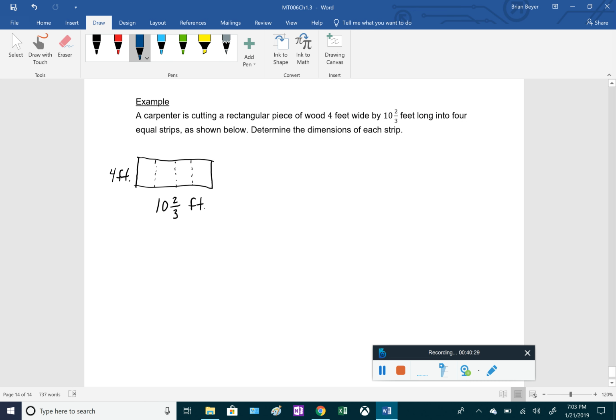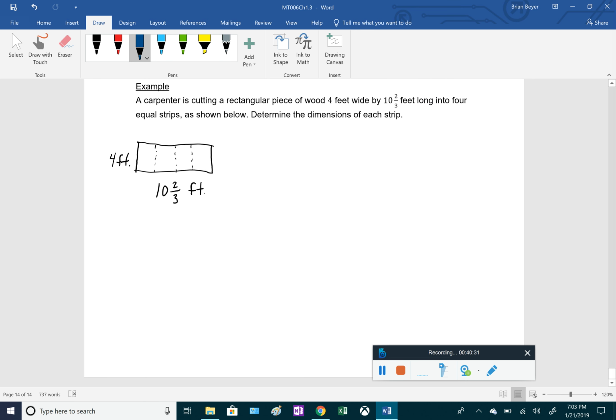Okay, and then for the last one here, we have a carpenter cutting a rectangular piece of wood. It's 4 feet wide by 10 2/3 feet long, and they're cutting it into 4 equal strips as shown below. So we want to determine the dimension of each strip, just one of these blocks. All of them are going to be the same.